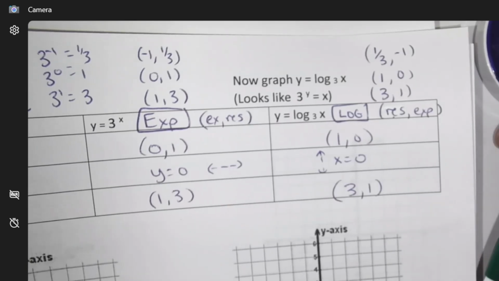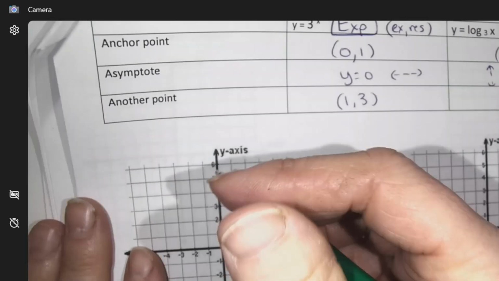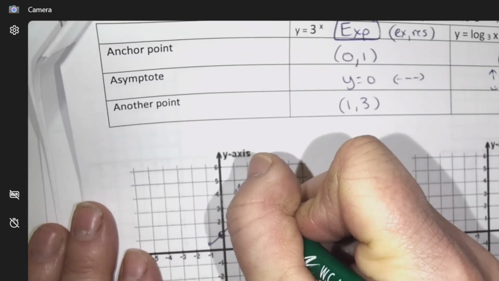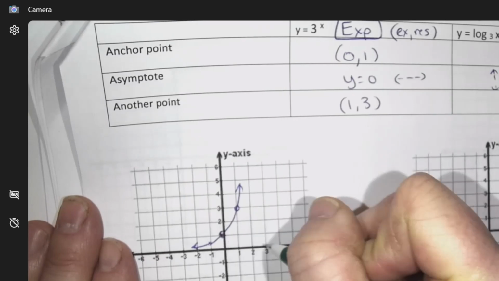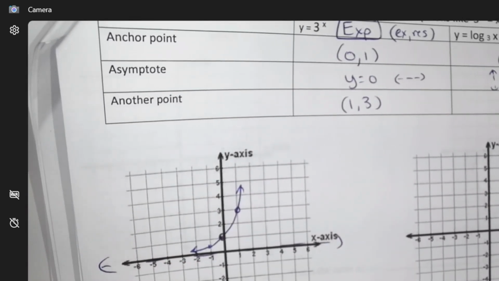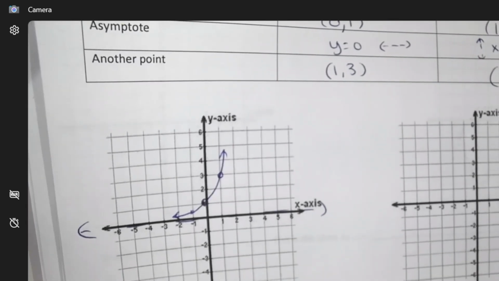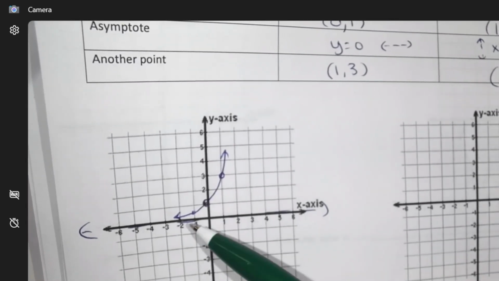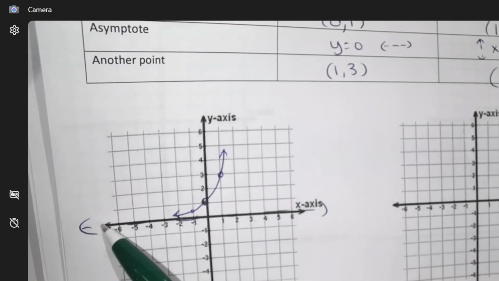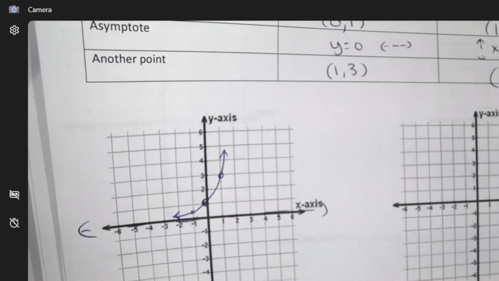Okay, so let's just draw what they look like. Okay, so this is the exponent form. So base 3, it's growing, 1 comma 3, so that's what the exponent graph looks like. We've done.